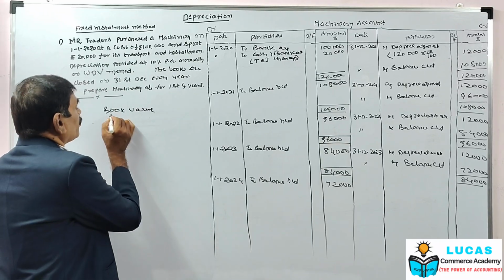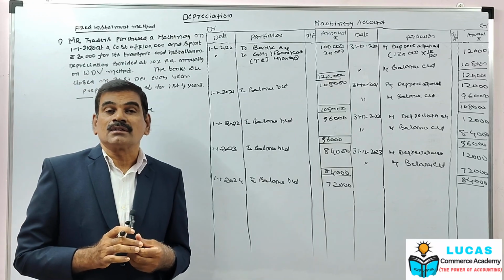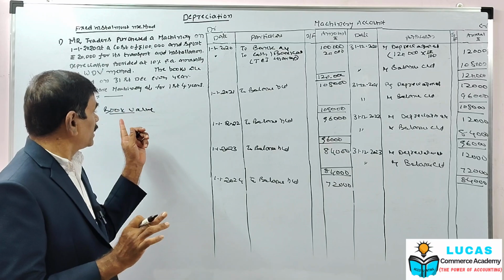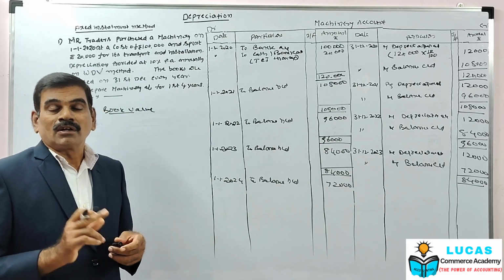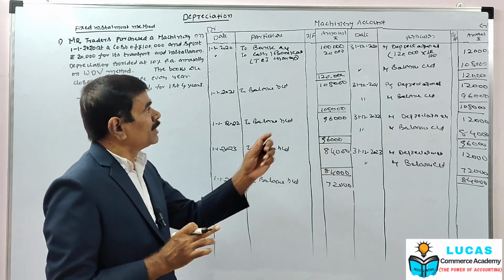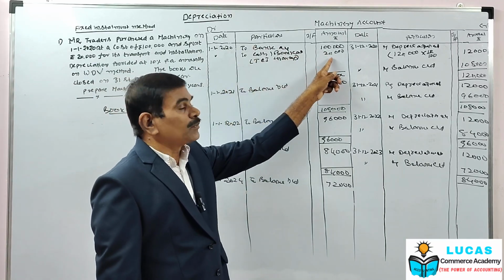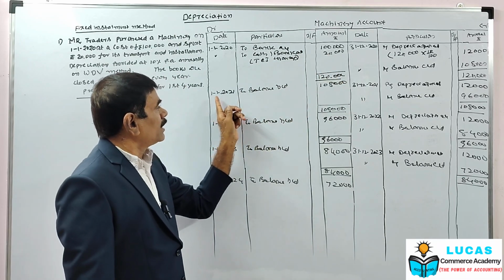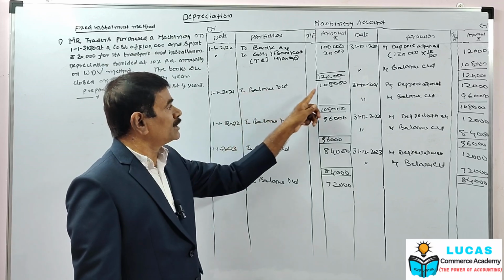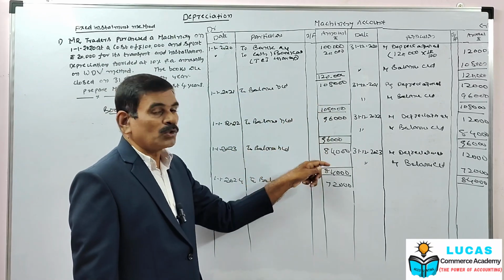So what is book value? Book value is nothing but the value which appears at the beginning of every year. That means 1,20,000 is the beginning of the first year, so this is the book value. Come to the second year, 1,08,000. This is the beginning value, so this is book value. Next, the third year, this is the book value. Fourth year, this is the book value.